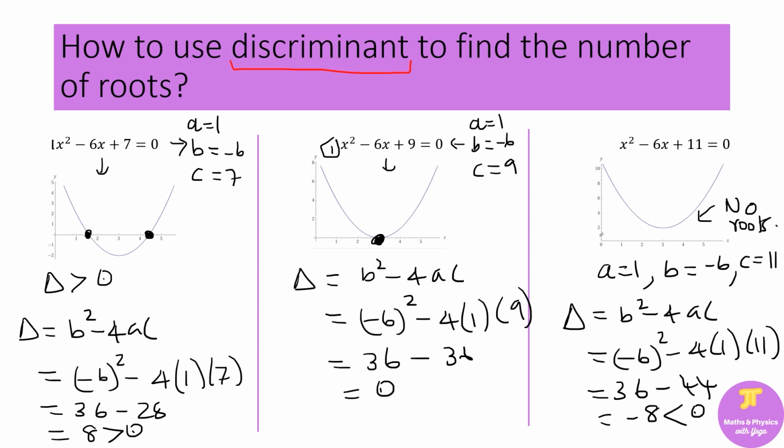So this is how you use the discriminant to decide whether a particular quadratic function or equation has 2 roots, 1 root, or no roots.